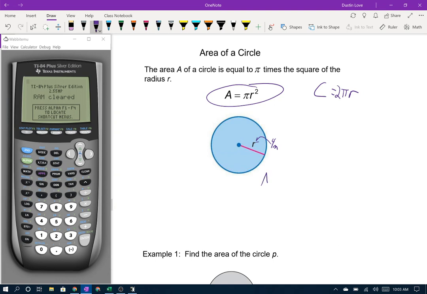Whenever I plug that in and get area equals pi times 4 millimeters squared, that's going to end up giving me 16 pi millimeters squared. The important thing here is that that unit is a squared unit, which indicates area.